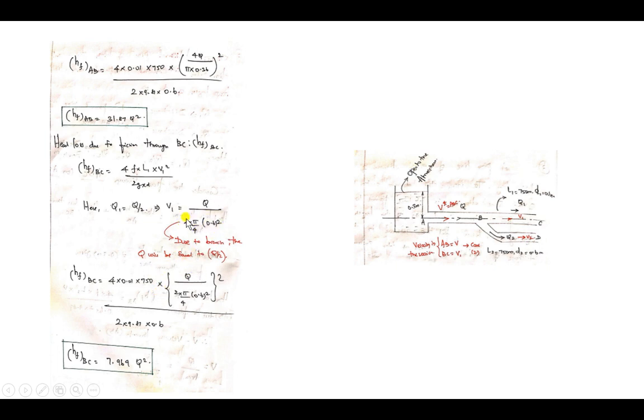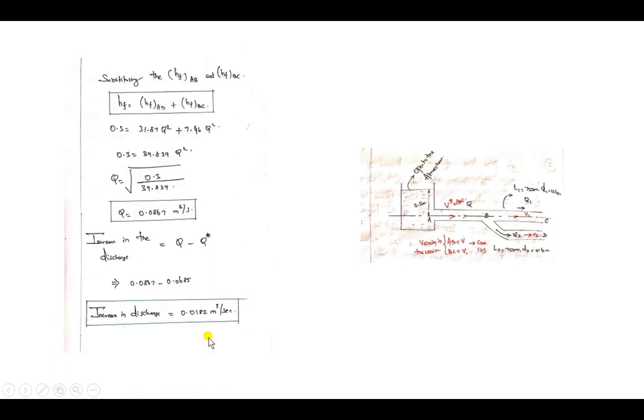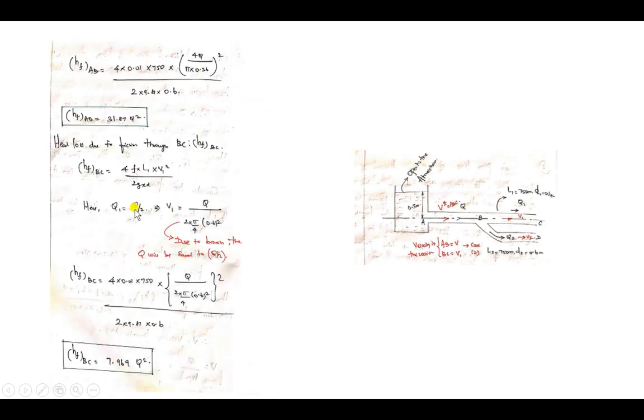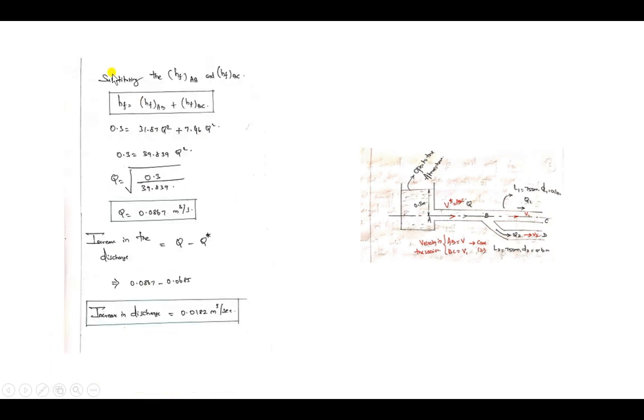So rearranging that and substituting this V1 in this equation, we calculate HF of BC as 7.969 Q square. Now adding these, because we know that head loss through ABC equals head loss through AB plus head loss through BC. The head loss through AB we have just calculated, and the head loss through BC we have calculated here, so we simply add these two. So HF equals HF of AB plus BC. This is given in the problem as 0.3, and we have calculated this, so we are going to calculate Q.